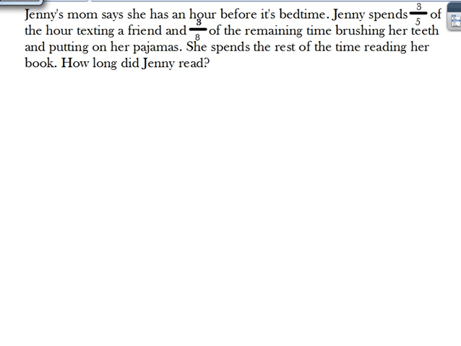This is Module 4, Lesson 3, Problem number 1. Jenny's mom says she has an hour before it's bedtime. Jenny spends 3/5 of the hour texting a friend and 3/8 of the remaining time brushing her teeth and putting on her pajamas. She spends the rest of the time reading her book. How long did Jenny read?